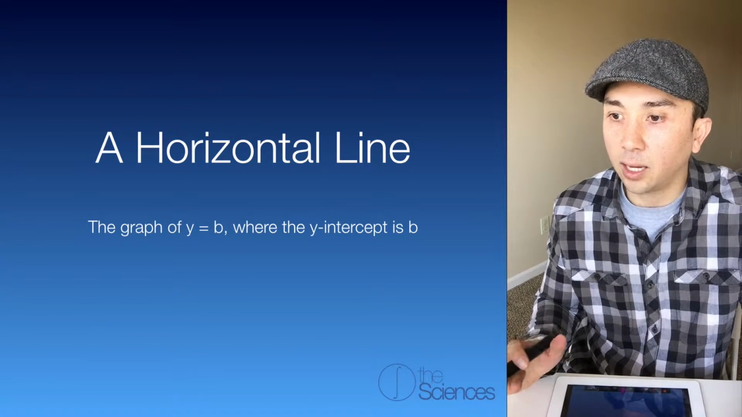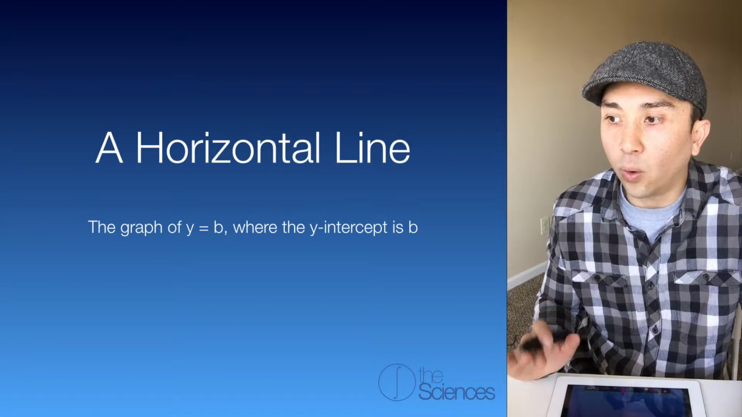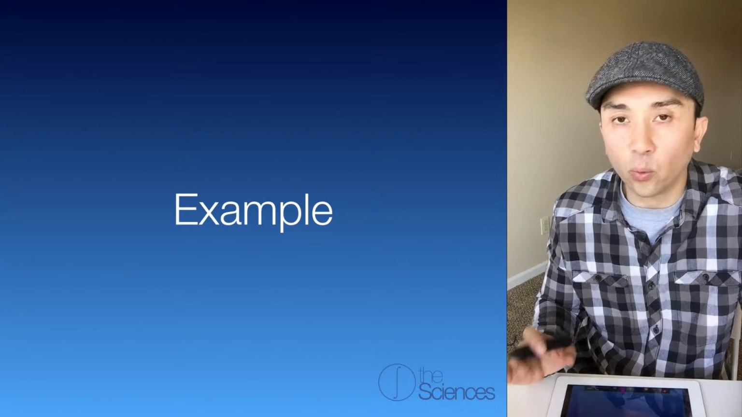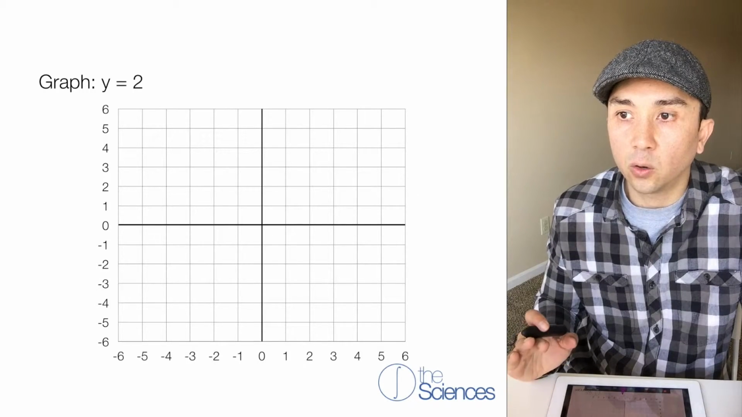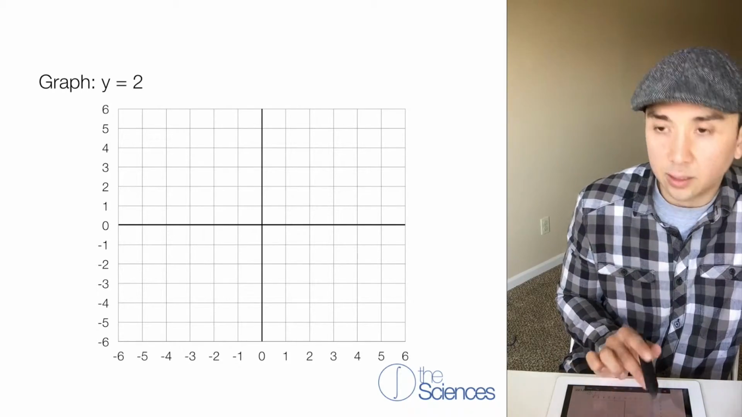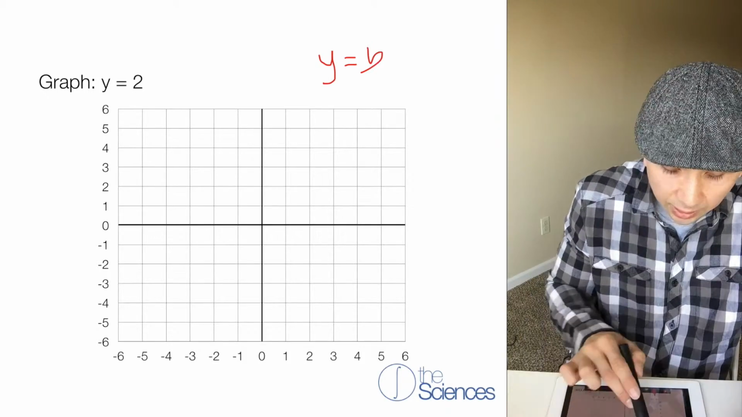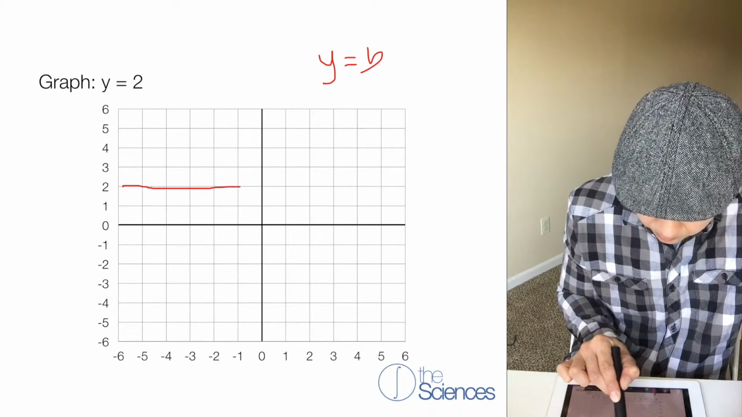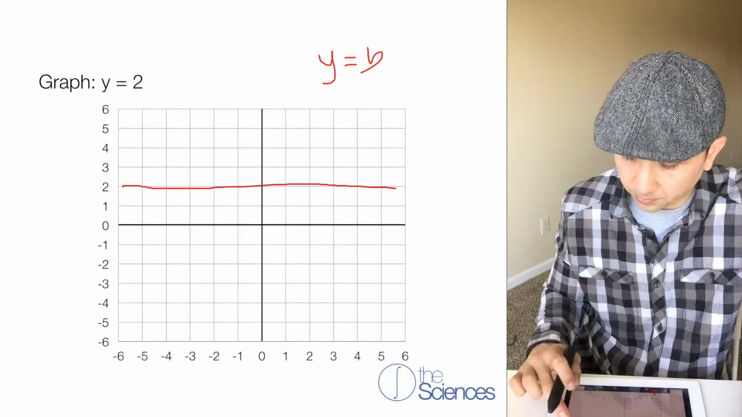Now a horizontal line is the graph of y equals b, where the y-intercept is b. So a horizontal line is just the y-intercept. So let's do an example. Let's graph y equals 2. So a horizontal line is y equals b. So in this case, b is 2. So now we're just going to draw a line through 2. So that's the graph of y equals 2.